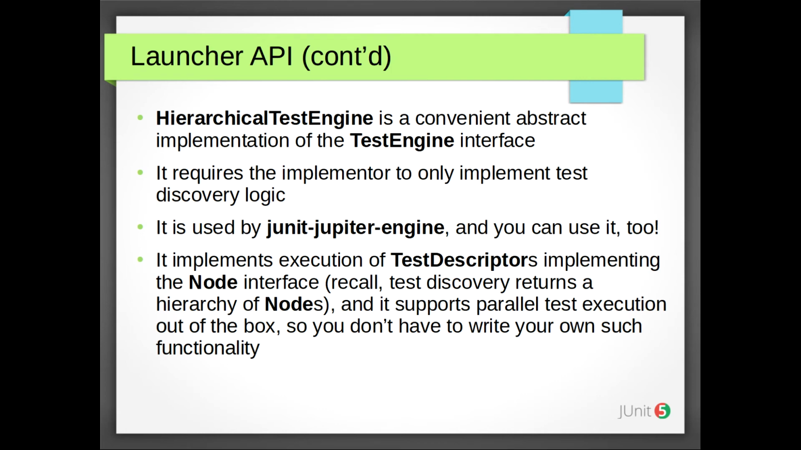So hierarchical test engine requires the implementer to only implement test discovery logic, which we went over previously. It is used already by JUnit-Jupyter-engine, and you can use it as well. It implements execution of test descriptors, implementing the node interface. Recall, test discovery returns a hierarchy of nodes, and it supports parallel test execution out of the box, so you don't have to write your own such functionality. And I'm gonna give you about 20 seconds to write out test descriptor and node.